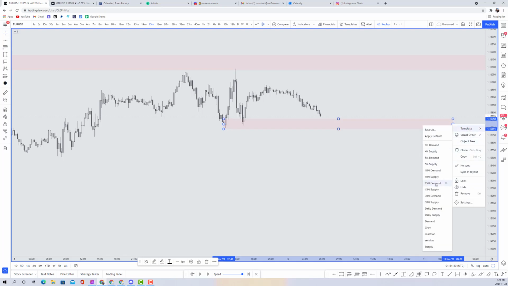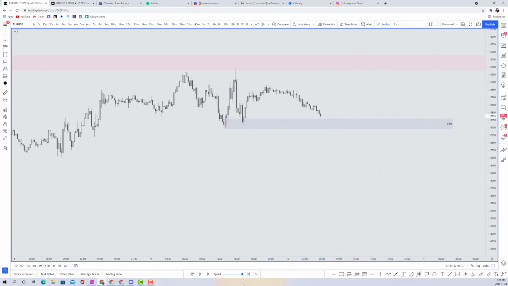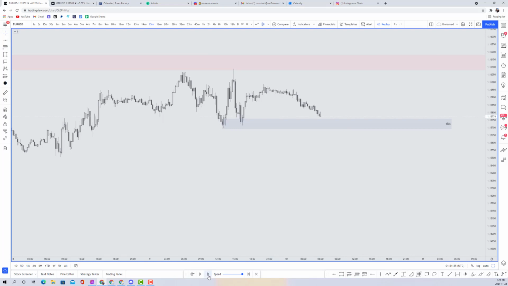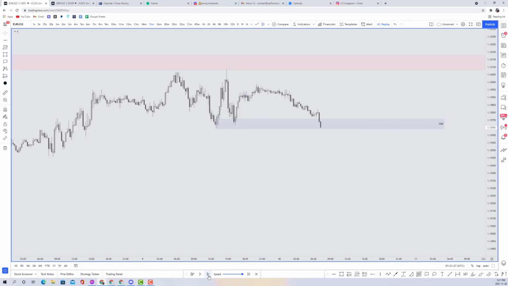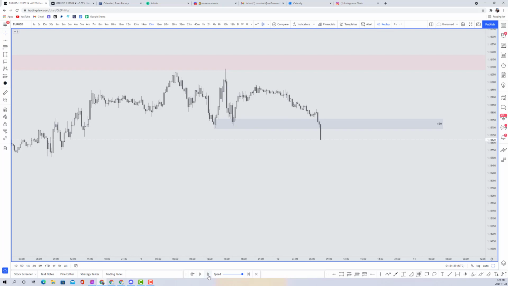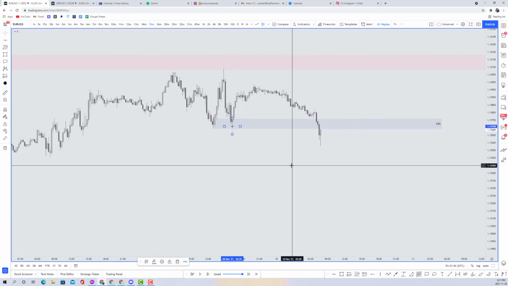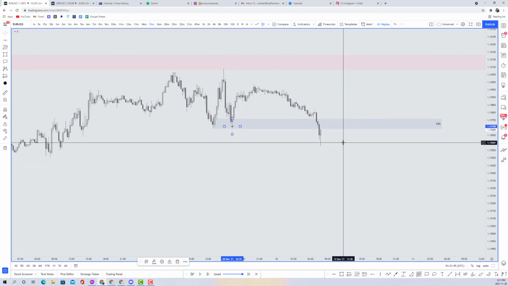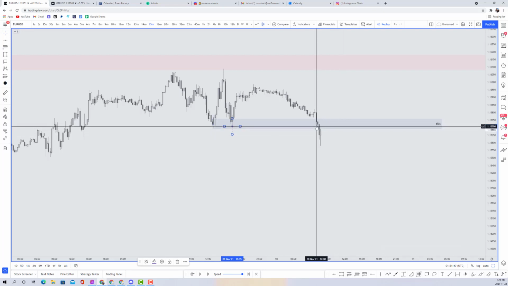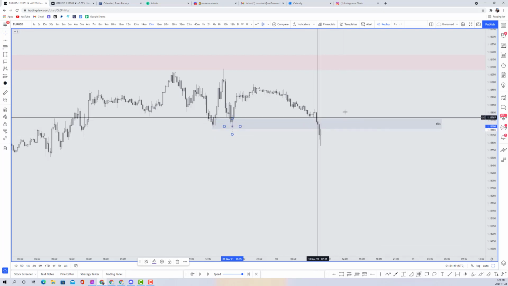So if we just call this a 15-minute demand, ultimately you can enter these on the 15, or you can refine these onto the 5-minute. The concept is the same. So you do have your reaction point right here as we fail to take it out. You have one of two places this happened from. You could say this doji here caused it or the extreme caused it. Both could be valid zones.